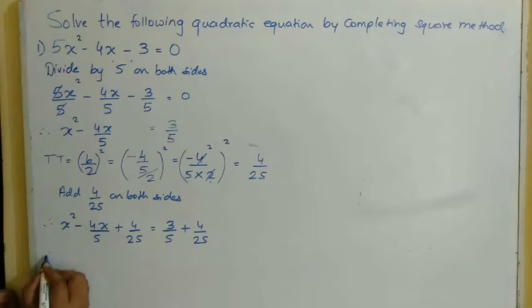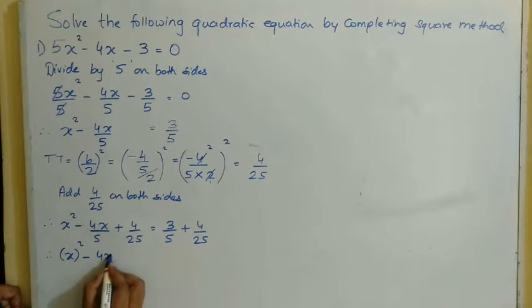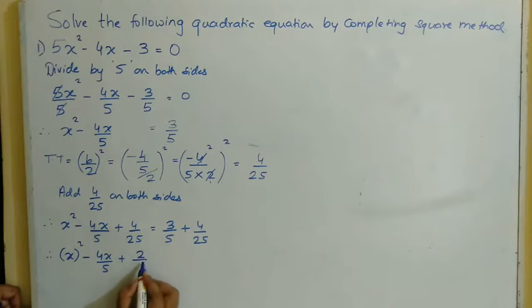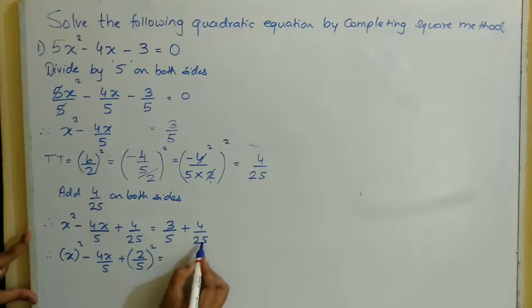Now the next step, I will take the square root of this, that is x the whole square minus 4x upon 5 plus the square root of this, 2 upon 5 the whole square, it is equal to, we will add this. We can do this in 2 ways, either the LCM method or cross multiplication. Here we will do cross multiplication. 25 threes we get 75 plus 5 fours is 20 upon 5 fives is 125.